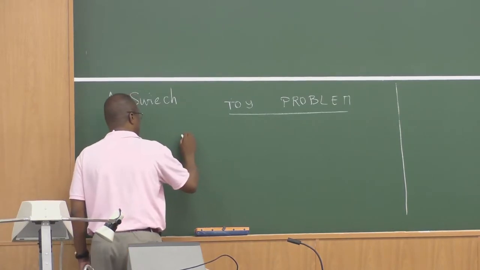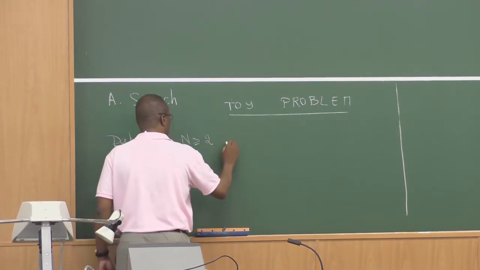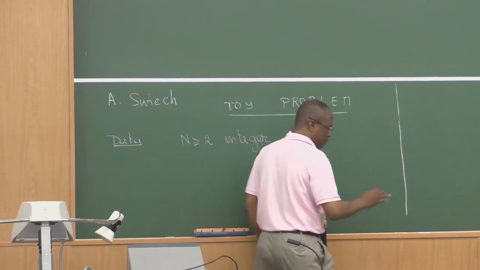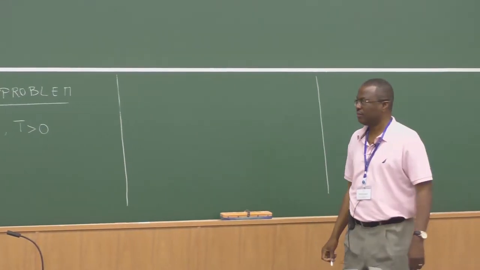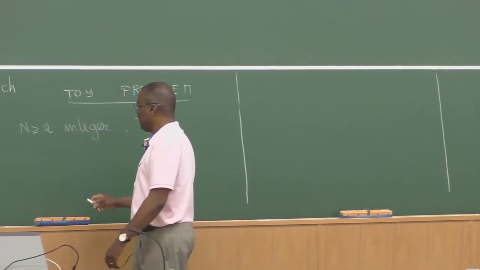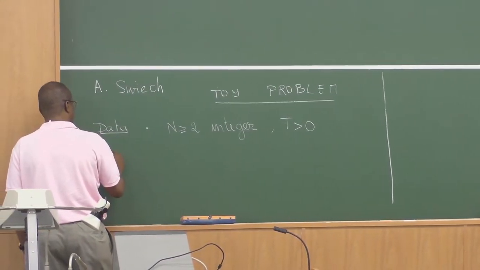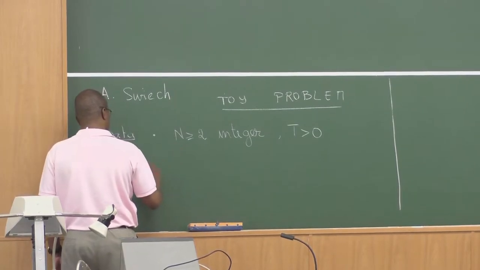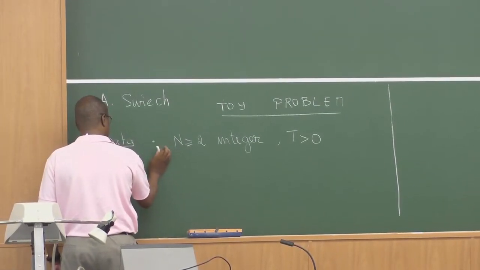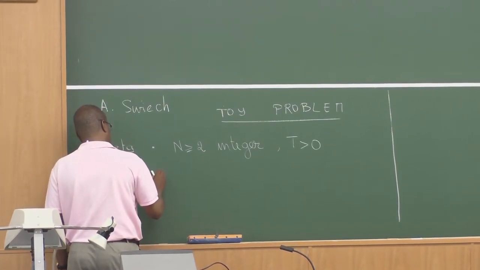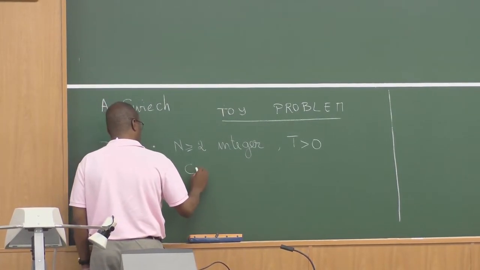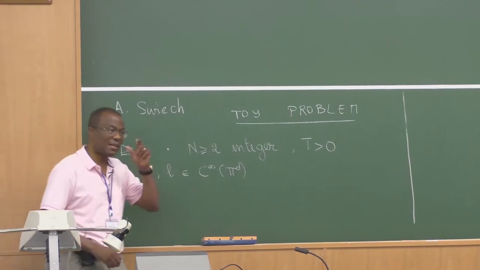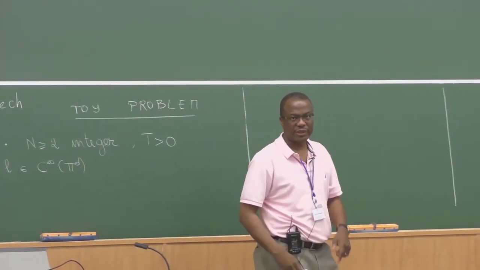I have a game of n players, so let me take n greater than or equal to 2, an integer, and the game will happen during a time interval 0, capital T. And since I am talking about a toy problem, I am going to take f and L two smooth functions on the torus. By this, I mean that we have smooth functions on R^d, and they are periodic.